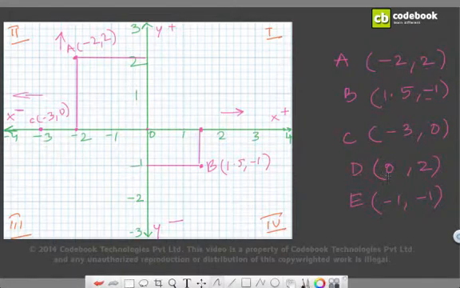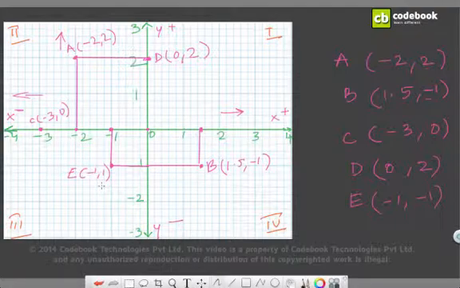Similarly for D, the x-coordinate is 0. You just stay at 0. For y, you move 2 units in the positive direction of y. So you will end up here. So this is your D, (0, 2). And finally, E is (-1, -1). So you move 1 unit in the negative direction of x, end up here. And from there you move 1 unit in the negative direction of y and you will end up here. So this is your E. In this way you can plot the points on a Cartesian plane.